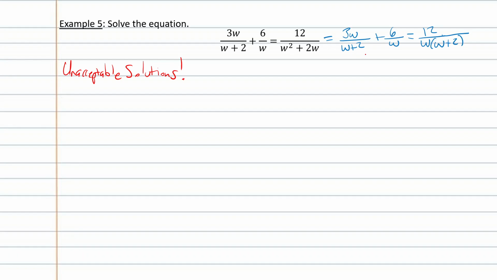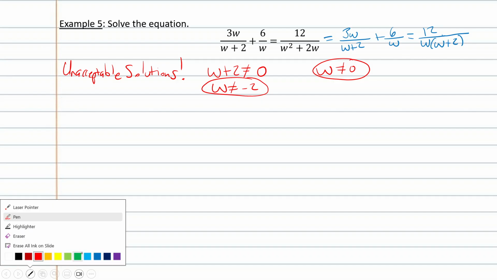Okay, our unacceptable solutions are anything that's going to make our denominator 0 in this case. So here we can't have w plus 2 being 0, but we also can't have w being 0, which means that w cannot equal -2, and w can also not equal 0. Those are our unacceptable solutions we have to be aware of. All right, now let's move on to solving.